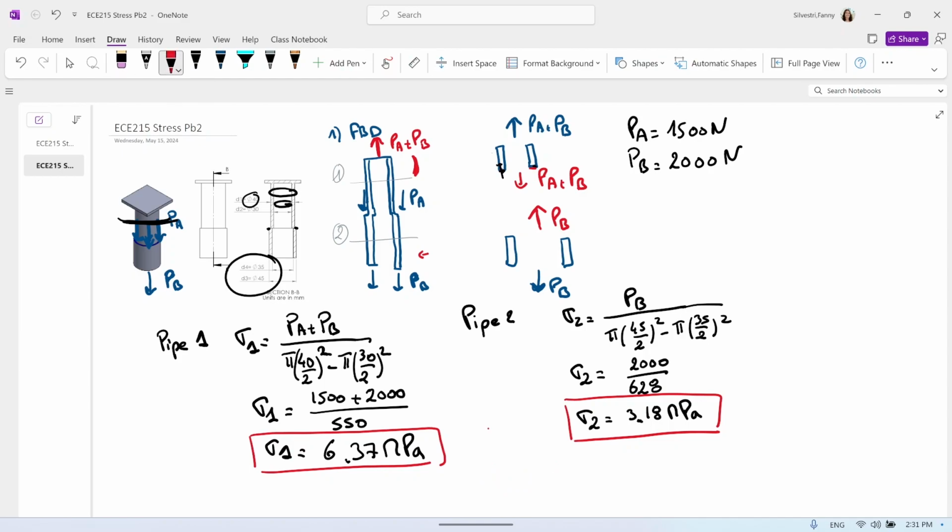So that makes sense. Sigma 1 is way bigger than this one. I'll let you work on that on your side. Bye-bye.